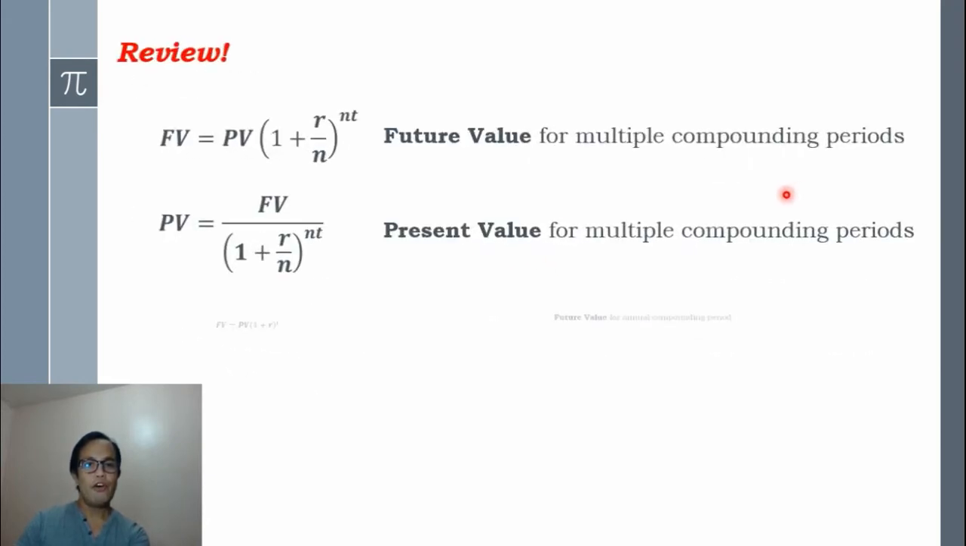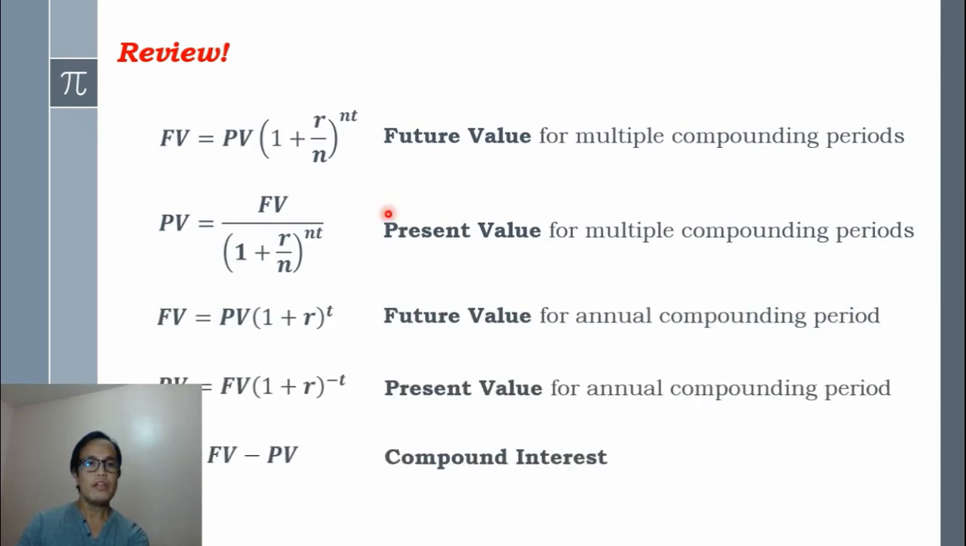We have these formulas. The first formula is for finding the future value for multiple compounding periods. Then the second formula is related to the first formula, but this is for finding the present value for multiple compounding periods. When we say multiple compounding periods, this means that the amount is compounded more than once a year, meaning the amount is compounded maybe semi-annually, quarterly, or monthly.